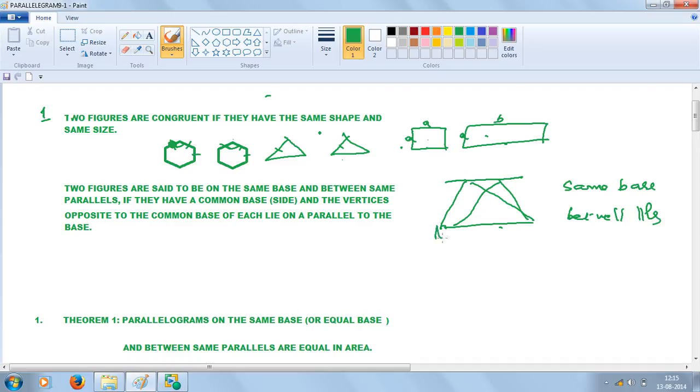What do we mean by that? Suppose the base is AB and the vertices are C and D. If CD is parallel to the base AB, then these two figures are said to be on the same base and between the same parallels. Because we are dealing with parallelograms, we know that in a parallelogram the opposite sides are parallel and equal to each other.